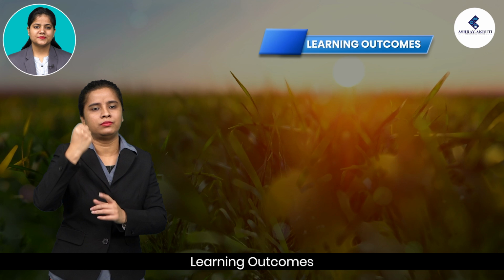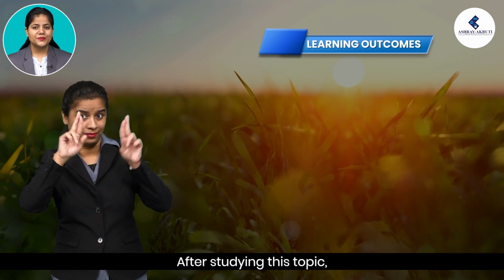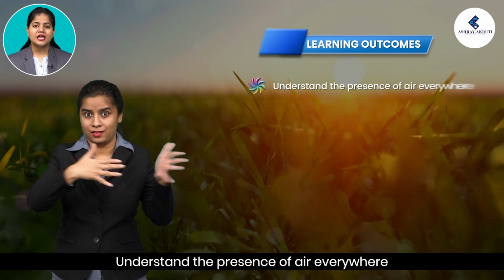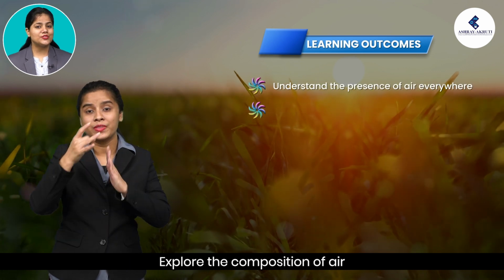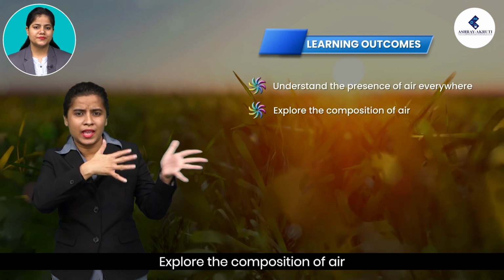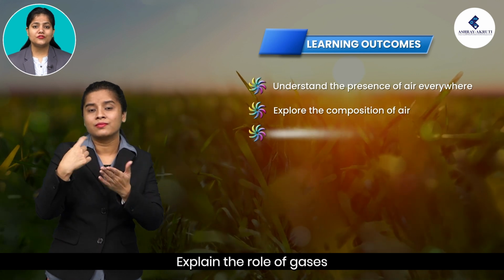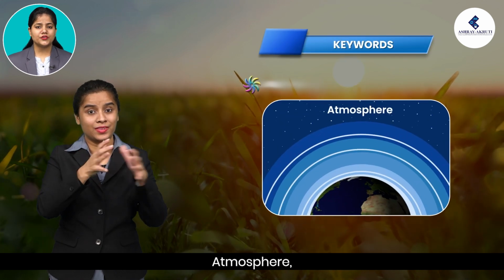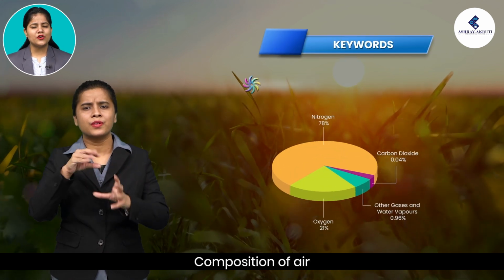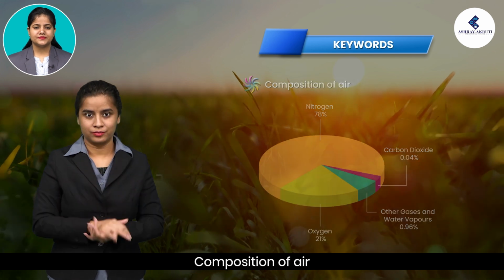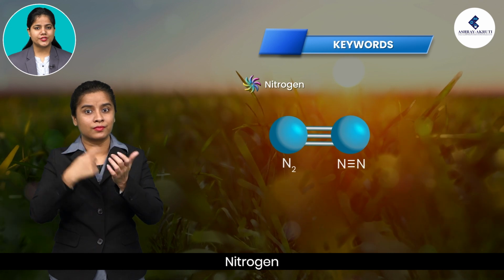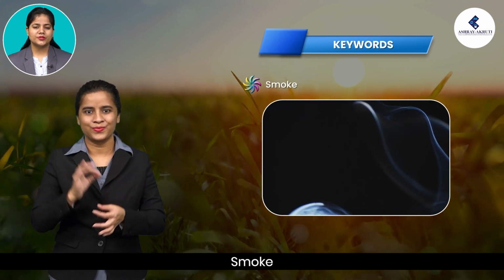Learning outcomes. After studying this topic, you will be able to understand the presence of air everywhere, explore the composition of air, and explain the role of gases present in the air. Keywords: atmosphere, composition of air, carbon dioxide, oxygen, nitrogen, smoke.